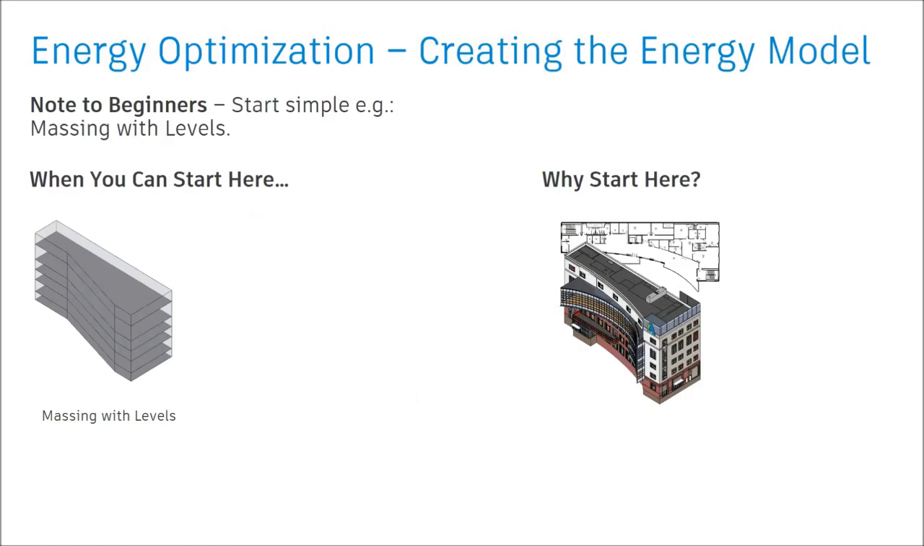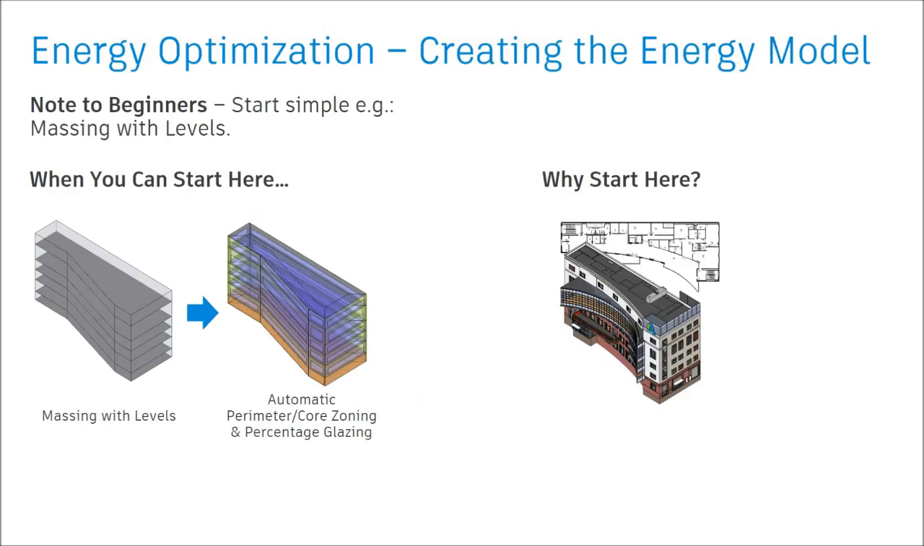You can do a reasonable approximation of the building shape and form and massing and so on. You can automatically create the model from that. It will do automatic perimeter core zoning, percentage glazing, all best practices for energy model creation. This is really fast. I mean, really, really fast. It takes minutes to create these models. It's very simple. It's also very accurate.